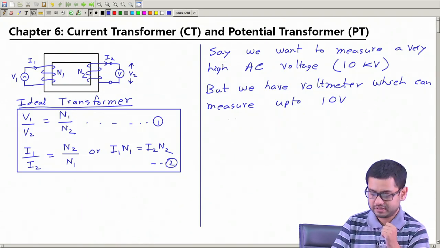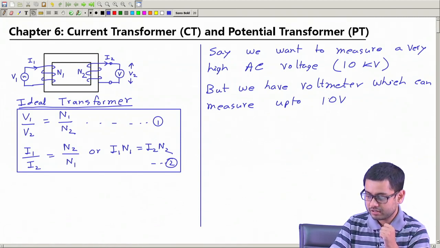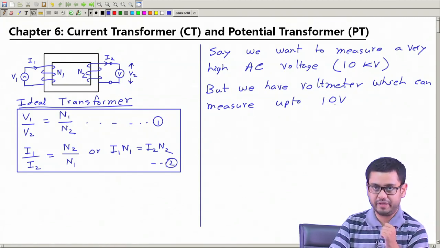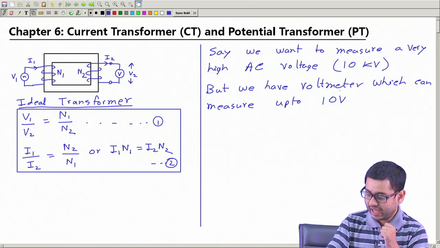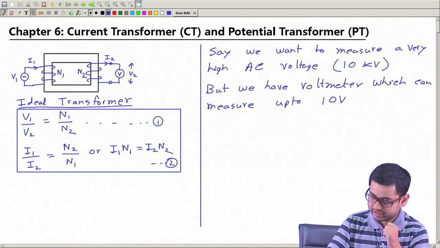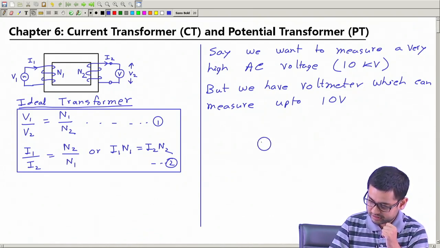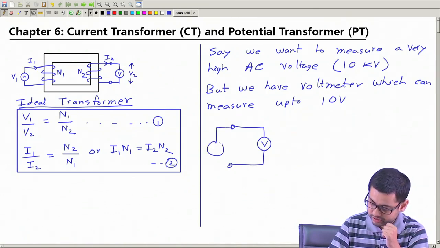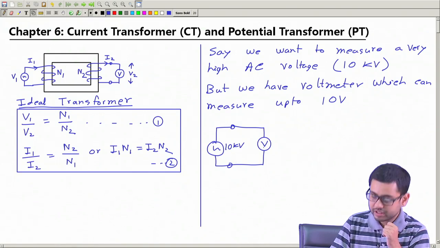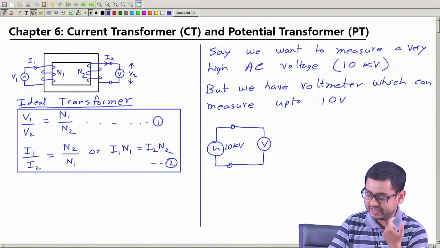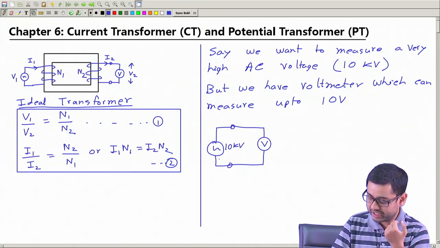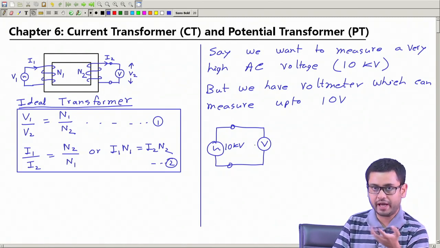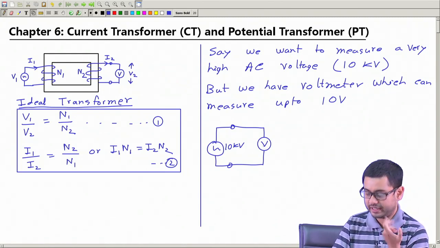No, not directly. Why? Because firstly, the voltmeter itself may get damaged immediately as soon as we connect this 10 volt voltmeter to a 10 kilovolt source. If we connect it this way, the voltmeter may get damaged immediately because of this high voltage applied across it. So, a high current will flow and it may get damaged immediately.